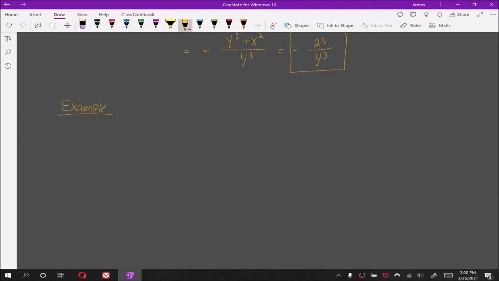All right, next we're going to take a look at a curve that is known as the Folium of Descartes. And that curve has equation y cubed plus x cubed minus 3xy equal to 0. And we want to find dy/dx at the point (3/2, 3/2).